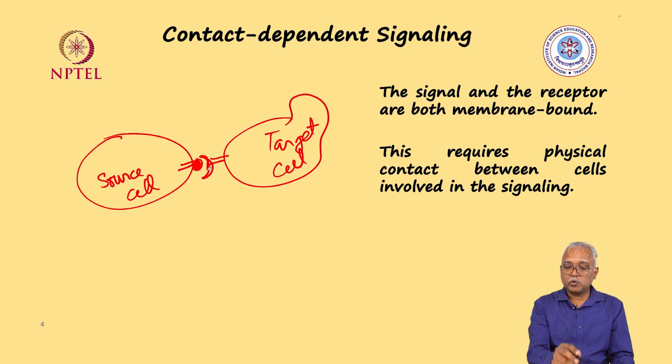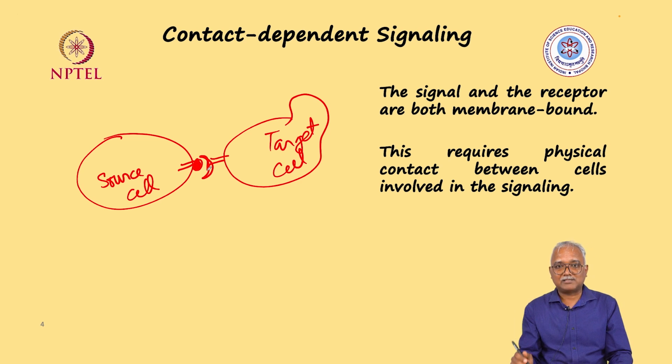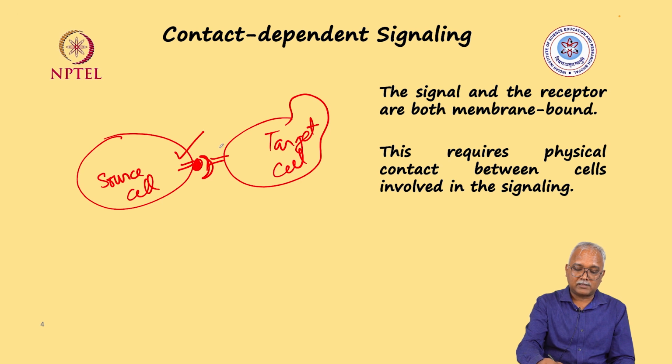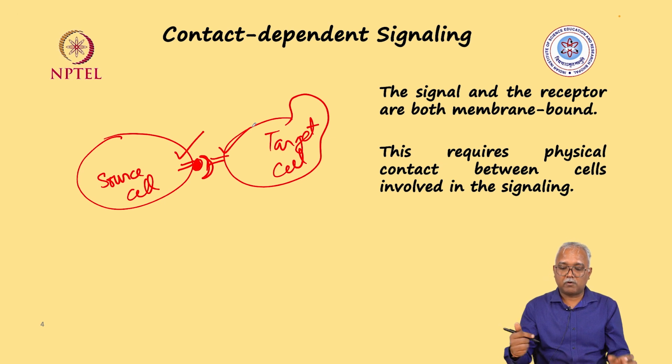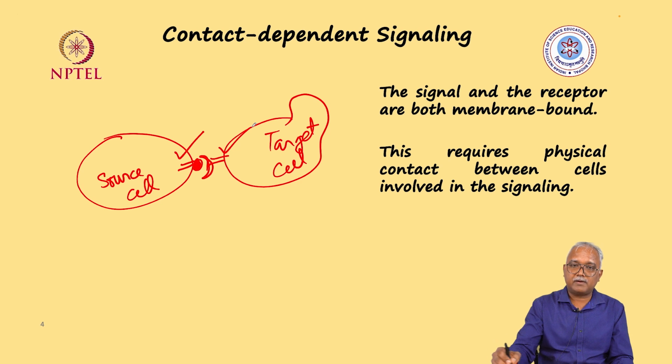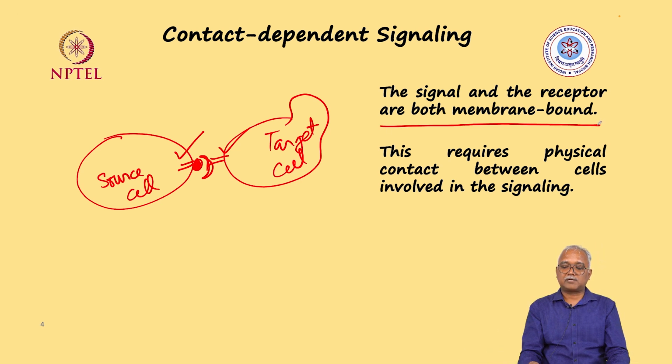Okay. So the two cells which are participating in the signaling, their signal and receptors are both membrane bound, which forces them to come together and engage in the signaling process, right? So in contact mediated signaling, contact dependent signaling, you have both signal and receptor membrane bound, which forces them to come together and be in close proximity, right?